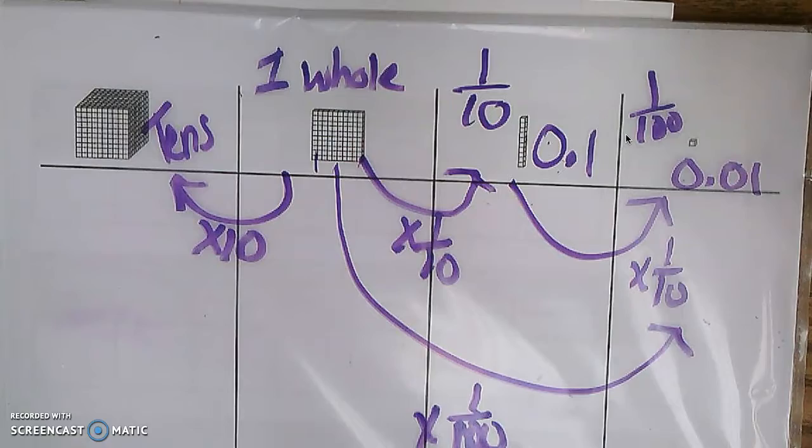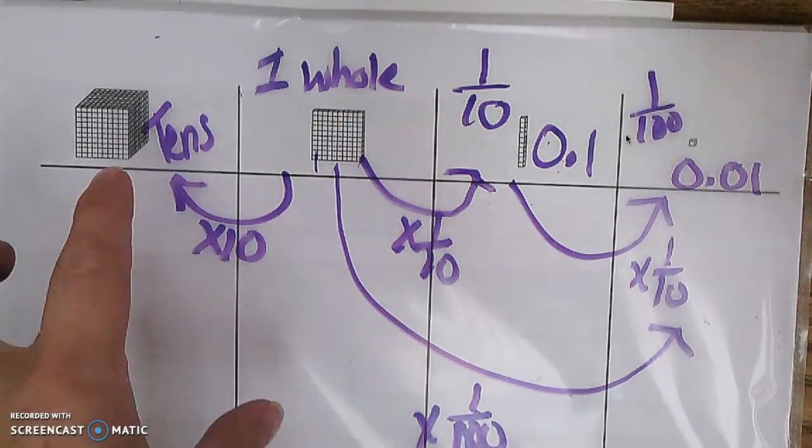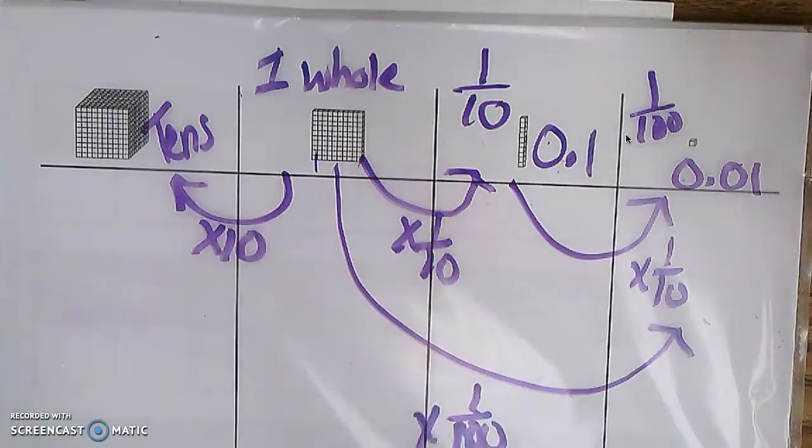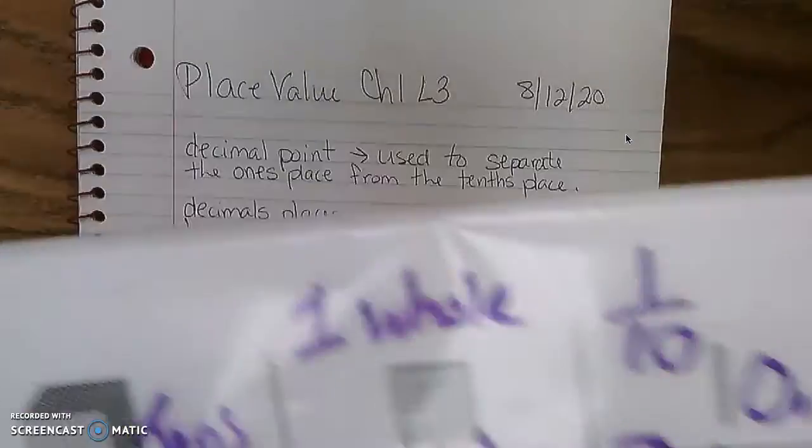So what this lesson is trying to get you to think about is how the movement across that place value chart affects the values of your numbers. Okay, so we're going to be practicing with that.